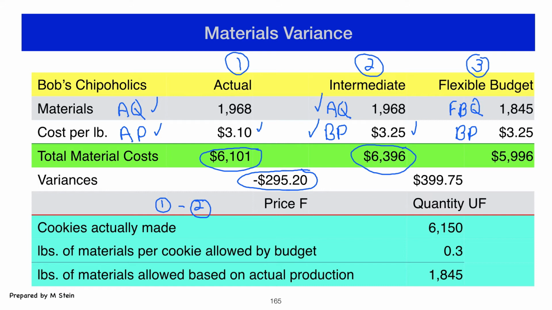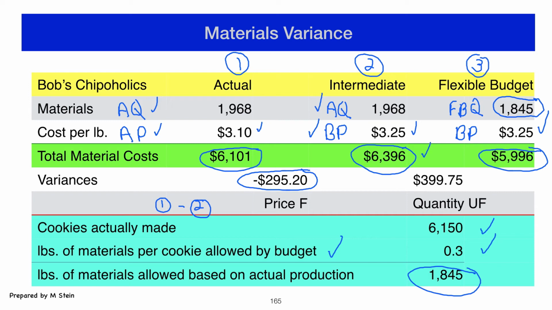$3.25. To calculate column 3, we need to understand where the 1,845 comes from. Well, that calculation is shown below. There were 6,150 cookies made, and the number of pounds per cookie based on the budget is 0.3 pounds per cookie. So the total number of pounds of materials that should have been used is 1,845 pounds. So we take the 1,845 pounds, multiply it by the budgeted price of $3.25, and we end up with $5,996.